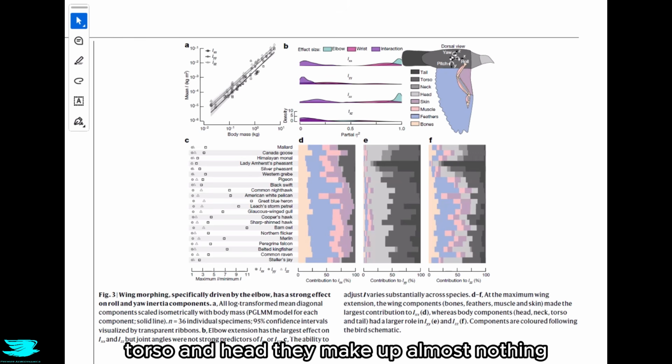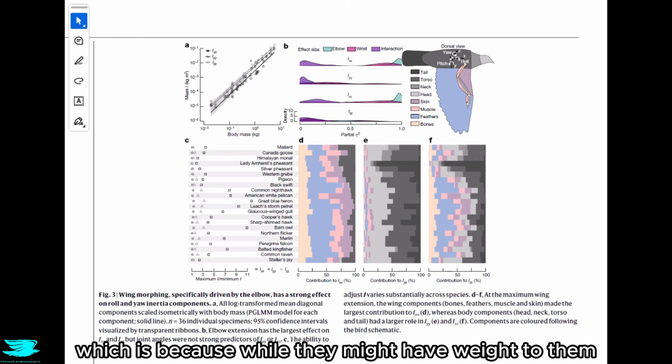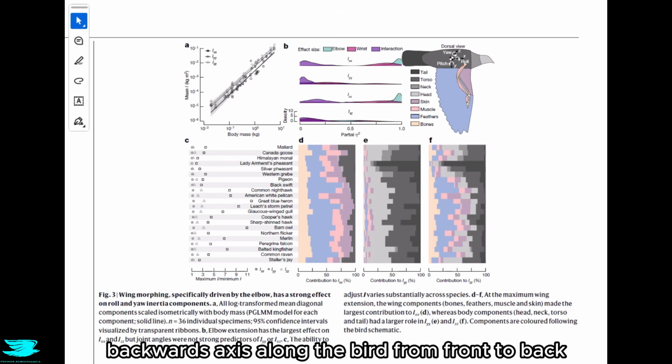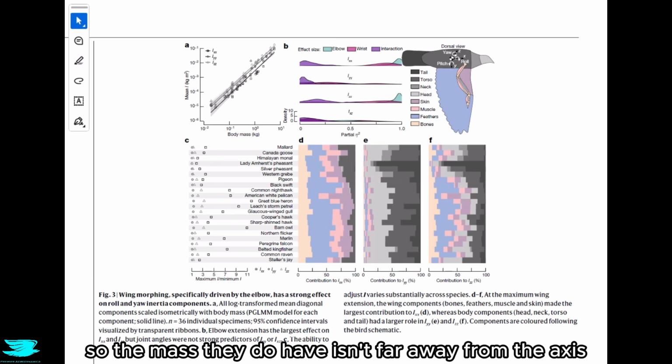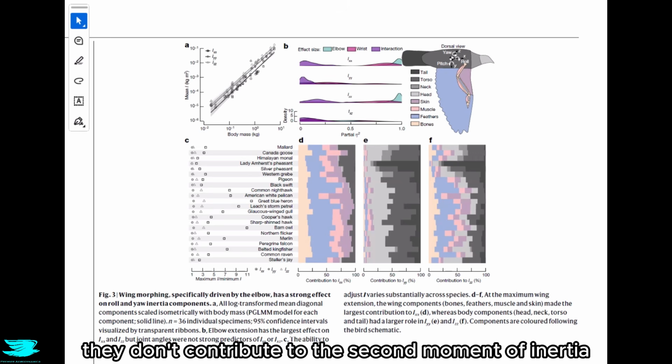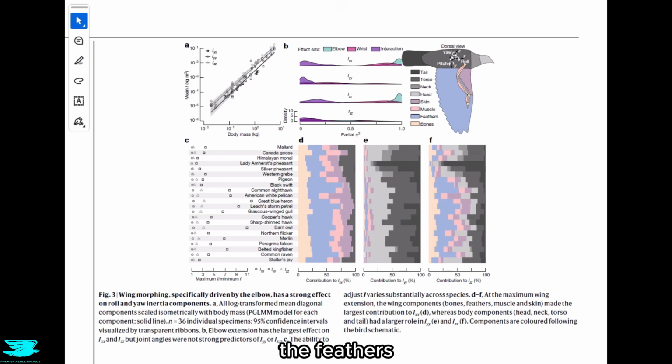For the tail, torso, and head, they make up almost nothing, which is because while they might have weight to them, they all lie on the forwards-backwards axis along the bird from front to back. So the mass they do have isn't far away from the axis, and so the second moment of inertia doesn't really increase by them very much. They don't contribute to the second moment of inertia here very much at all.